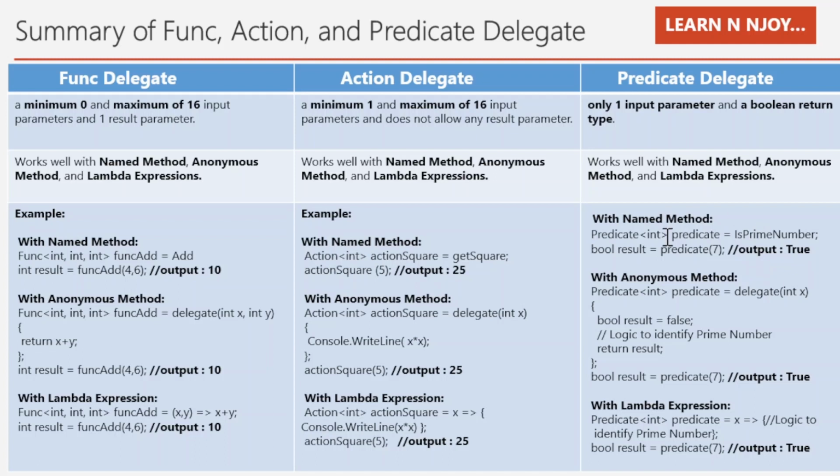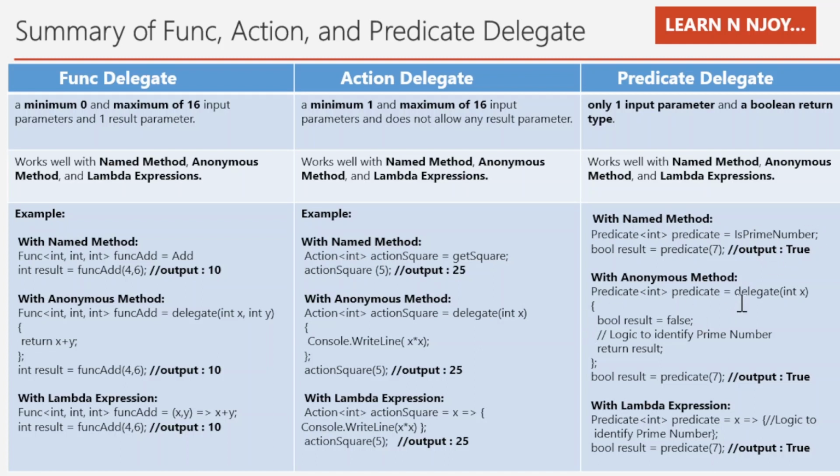That's why we have assigned IsPrimeNumber to this Predicate, because the Predicate delegate's return type is always a Boolean value, and IsPrimeNumber is going to give its return value as a Boolean only. So we are going to call IsPrimeNumber with the help of this Predicate delegate instance, and we have passed 7. 7 is a prime number, and that's why it is printed into this console window as a true value, right?